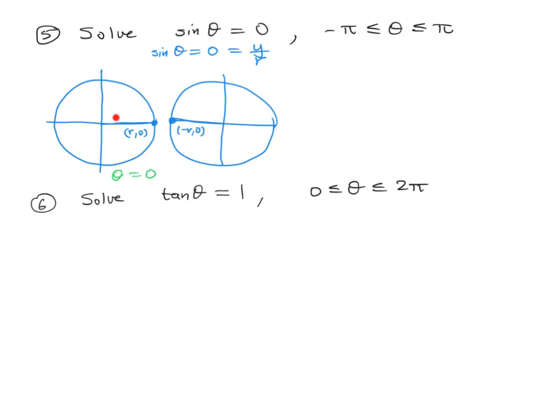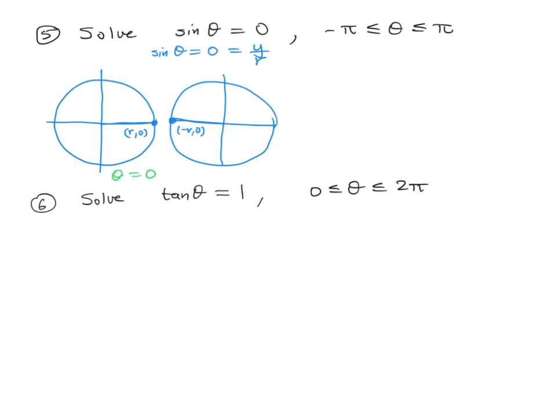Now, if I tried to go around once, that would be 2 pi. It doesn't fit within the -pi to pi domain that I'm asked about. It'd be bigger than pi. It'd be 2 pi. If I tried to go negative, I'd have to go negative 2 pi. Again, it wouldn't fit between negative pi and positive pi. So I can't do any more from this diagram.